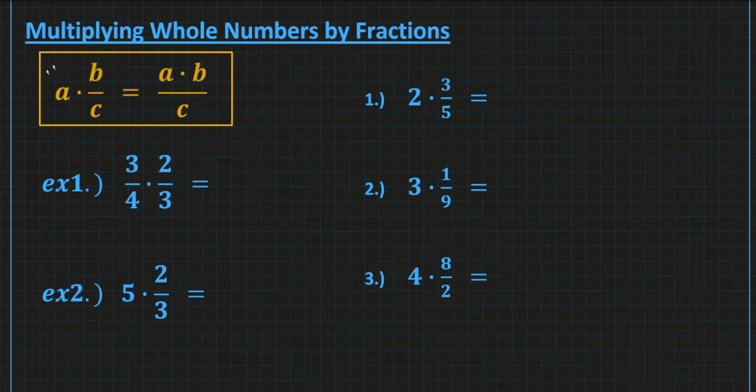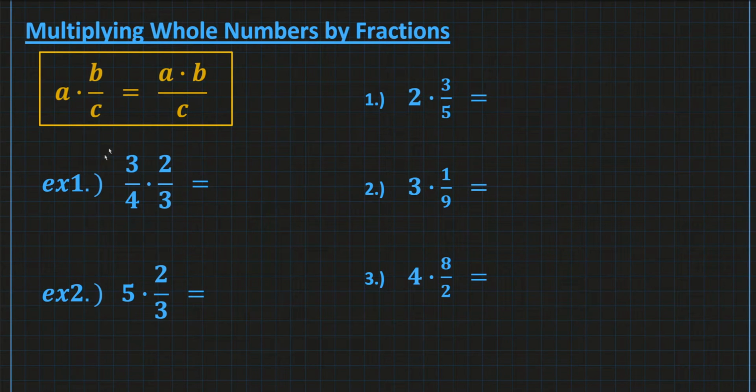In simple terms, it all boils down to this yellow formula up here. A times B over C is really just A times B, over C. In other words, a whole number times a fraction is equal to that whole number times the top of the fraction, over the bottom. But how do we get to this idyllic formula?